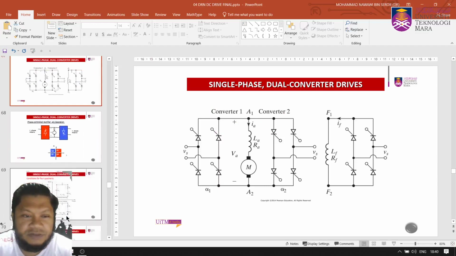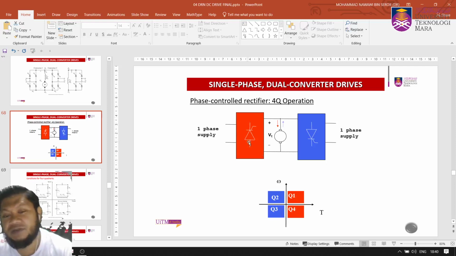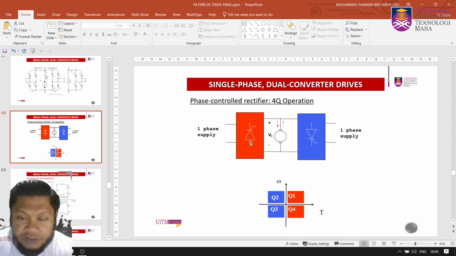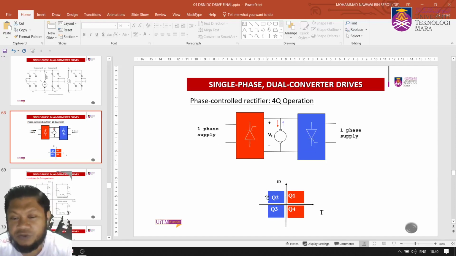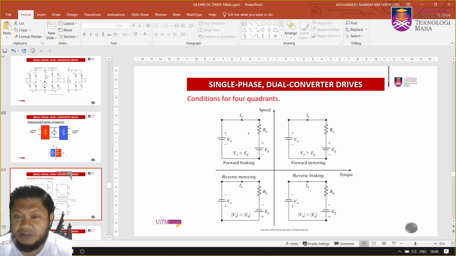Single phase, and again phase control for quadrant Q1, Q2, Q3, Q4. So quadrant 1 and quadrant 4 only operate by using this converter 1 here, and converter 2 will control Q2 and Q3. So again, the condition for 4 quadrants, and please memorize this, right? So you have a speed, again torque, or you can also have voltage.